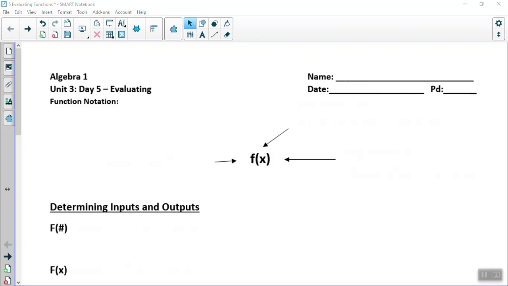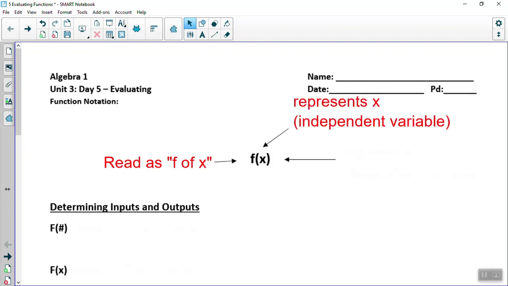So we've already seen this a little bit. Function notation is just this. We read this as f of x. This part here represents your x value, your independent variable. And then the entire thing represents y, your dependent variable. So our x values here, and then the whole thing, the f of x, represents y.